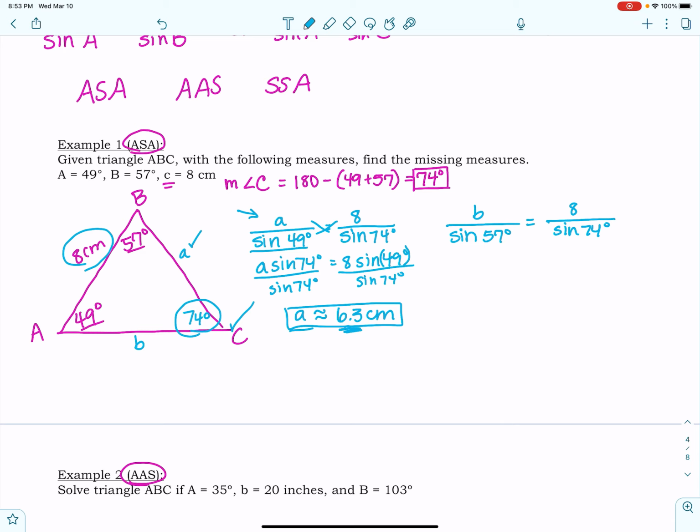So I'm going to, again, cross multiply. And I'm going to divide both sides by the sine of 74. You'll notice you need to do all of this before you do any calculations in your calculator. So again, I'm just going to type this into my calculator just like that with parentheses right here. And this is going to give me 6.99, I believe. So this is going to round, of course, to 7 centimeters. Awesome. Okay, so that's how you do the angle, side, angle for the law of sines.